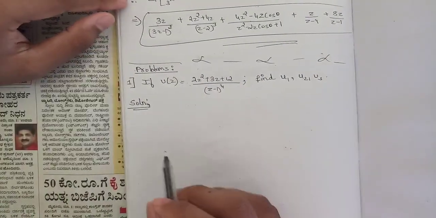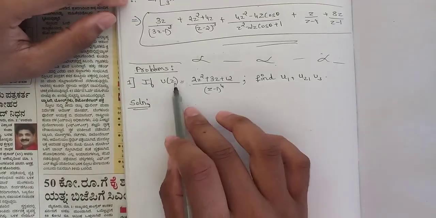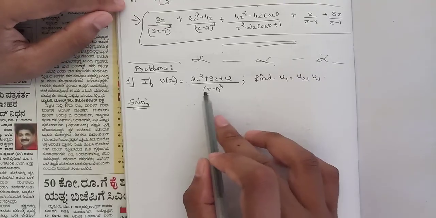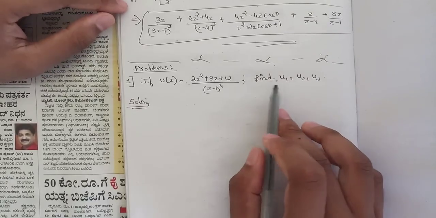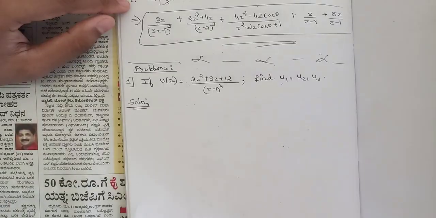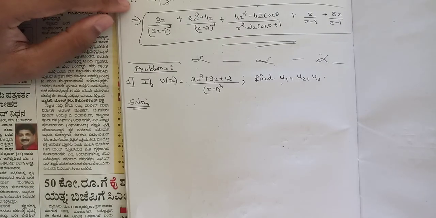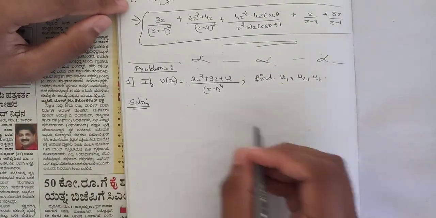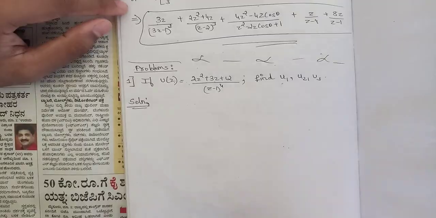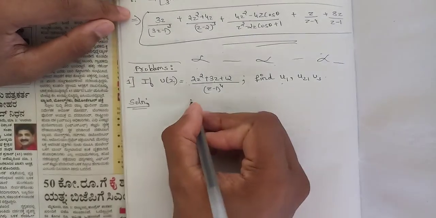Okay, so now the question goes like this. If the z transform of u(n), or U(z), is equal to (2z square plus 3z plus 12) divided by (z minus 1) whole to the power 4, then we need to find the values for u1, u2 and u3. For these u1, u2, u3 up to un, we have written some standard formulas in my explanation session. Using those standard formulas, we need to find the values for u1, u2 and u3. Since for finding the value of u1 we need to find the value of u0 first, we are going to start with u0.